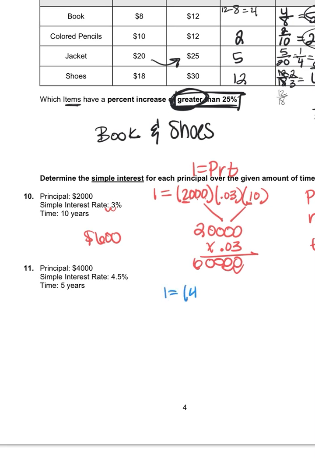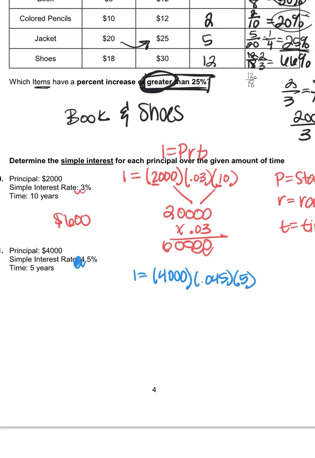I is equal to $4,000 to start with. My rate, even though it's in a decimal now currently, I need to move it 2 times to the left to have 0.045. The year is not 10, it's 5 now. I can do the same thing I did above, where I'm going to do my tens trick of 4 times 5, which is 20, and I have 3 zeros between the two numbers. I still end up with 20,000, but that's not my final answer. I still have to multiply by 0.045.